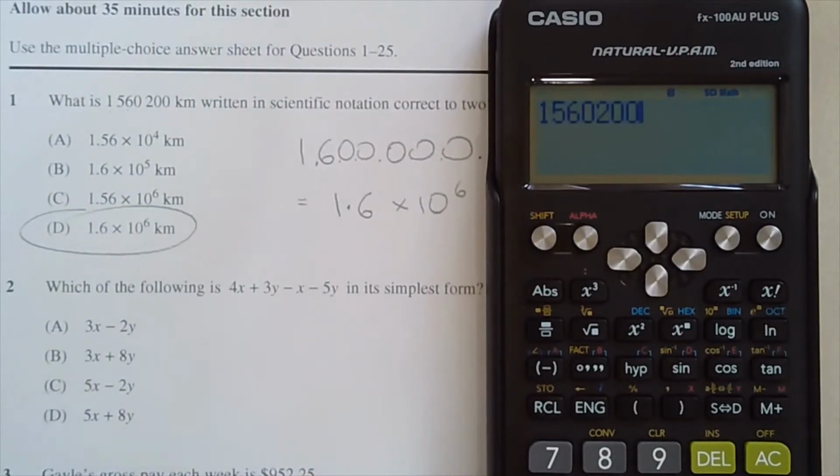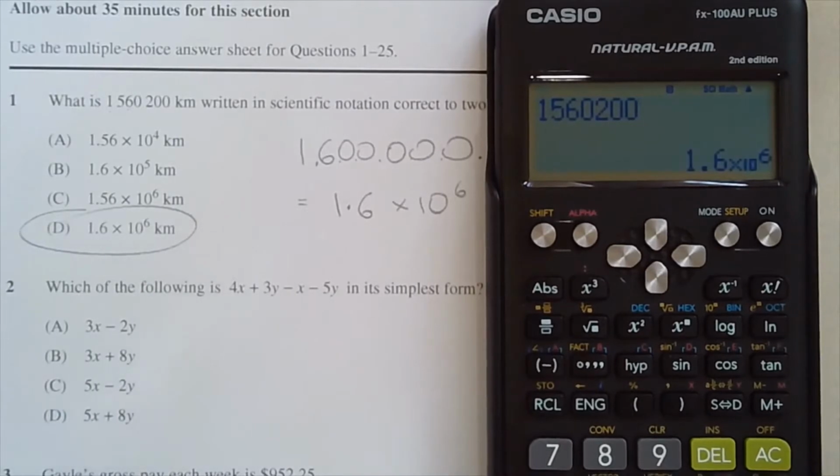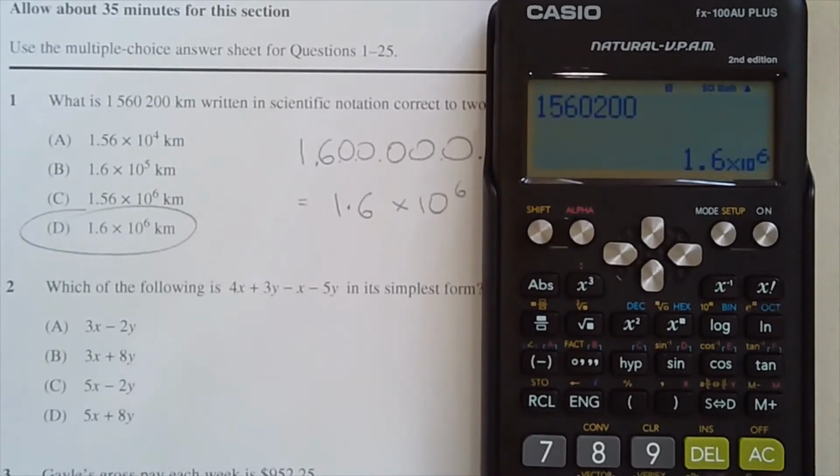Okay, and then we'll just type in this ordinary number, 1,560,200. Now, if you press equals, it will round the number for you and express it in scientific notation at the same time. So again, that confirms option D.